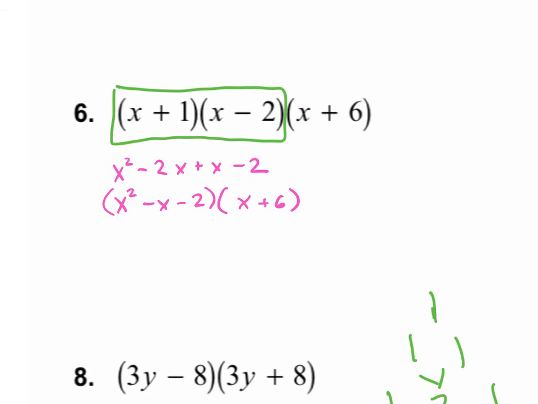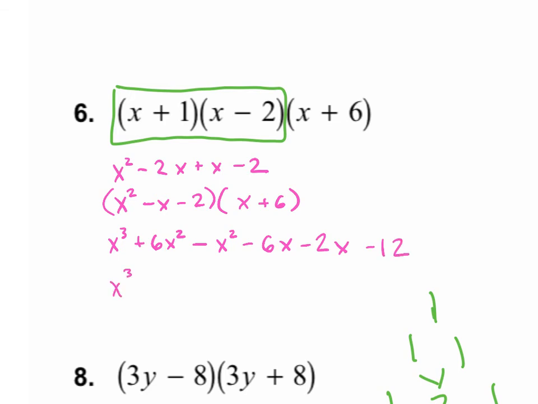So every term in our first set has to get multiplied to every term in our second set. So x squared times x would be what? X cubed. X squared times 6, plus 6x squared. Next we move on to negative x, so negative x times x. Negative x squared, negative x times 6. Negative 6x, and then negative 2 times x. And negative 2 times 6. Negative 12. Then we just combine our like terms.